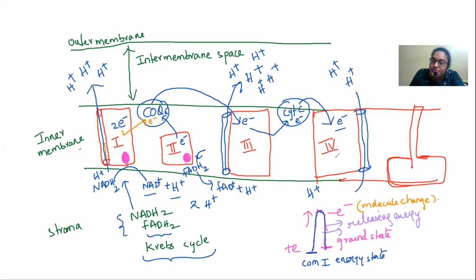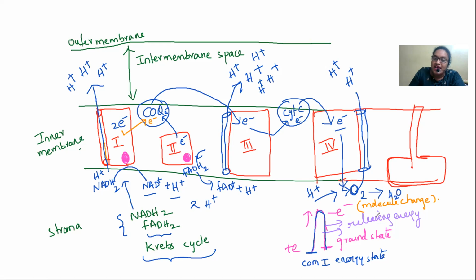This complex 4 is going to be the last complex present here, and now these electrons will be given to the last electron receiver or acceptor, which is going to be the oxygen. And once this accepts the electrons as well as protons, the oxygen not only receives the electrons from complex number 4, but also receives the protons from the stroma, and it is going to get converted into water molecules.